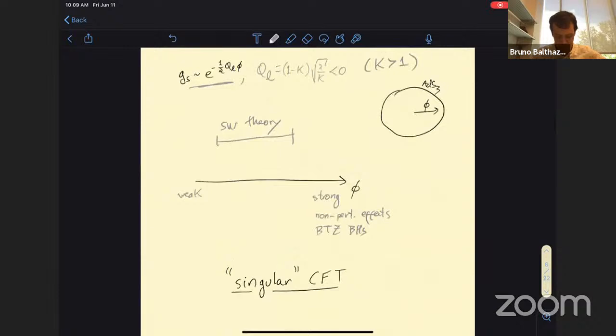Okay, but one way to get around this that you can see from this description is that if I had taken k to be less than 1, then I'd have reversed the regions where the weak coupling and strong coupling in the phi direction are. So if k is less than 1, then the background charge takes the opposite value. So near the boundary of AdS3, the strings are weakly interacting, and in that regime, I don't have to worry about non-perturbative effects or BTZ black holes. And that's what we're going to try to do next.